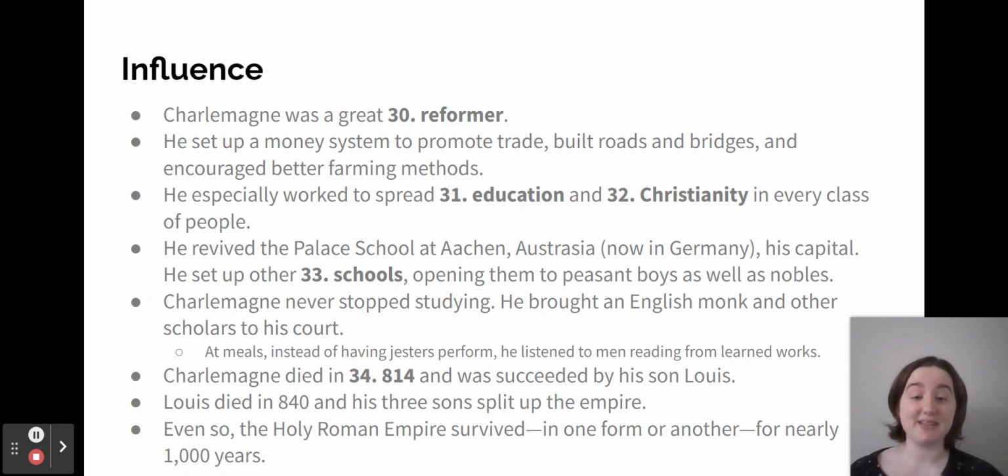Charlemagne never stopped studying. He brought an English monk and other scholars to his court. At meals, instead of having jesters perform, he listened to men reading from learned works. Charlemagne died in 814 and was succeeded by his son Louis. Louis died in 840, and his three sons split up the empire. Even so, the Holy Roman Empire survived, in one form or another, for nearly 1,000 years.